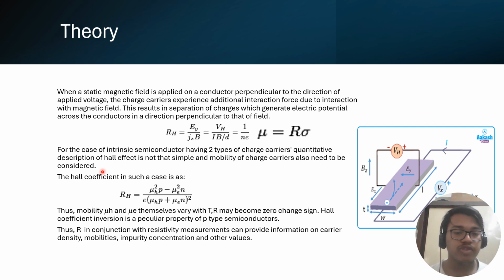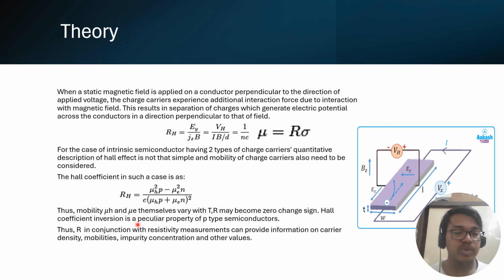So for the case of intrinsic semiconductors having two types of charge carriers, quantitative description of Hall effect is not that simple. And mobility of charge carriers also needs to be considered. Hall coefficient in such a case is given by this expression. Here mu h and mu e are the mobility of the holes and electrons respectively.